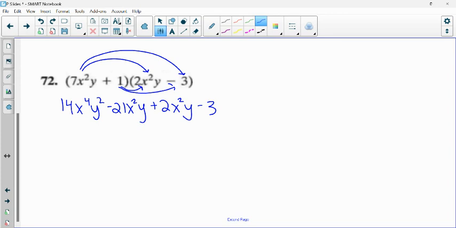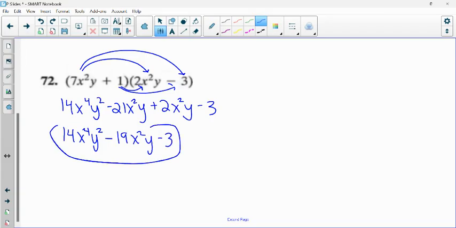And we would have middle terms that are like terms. So we'd have 14x to the fourth y squared. Negative 21 plus 2 more would be negative 19x squared y, and then minus 3. Okay, so again, that's FOIL, but it does have two variables within it, so that can make it a little trickier.